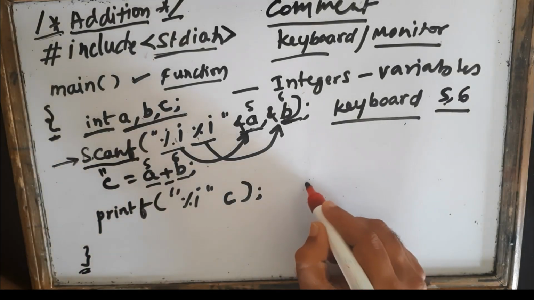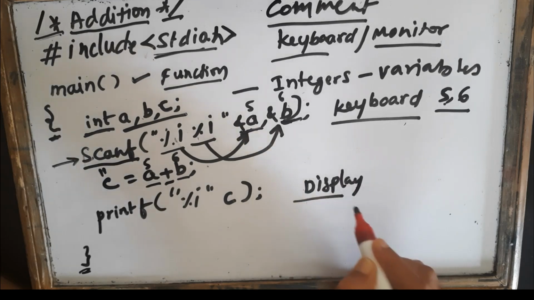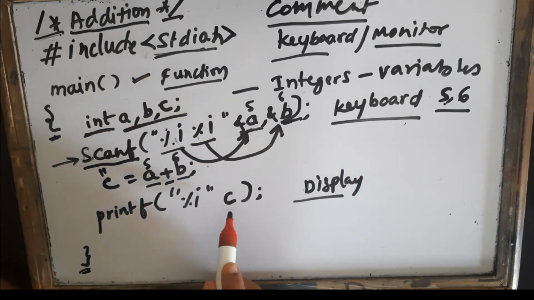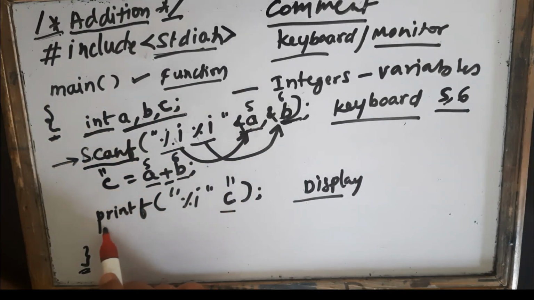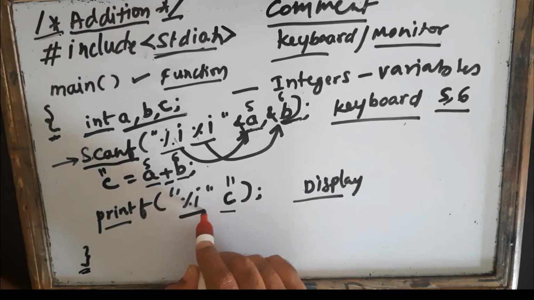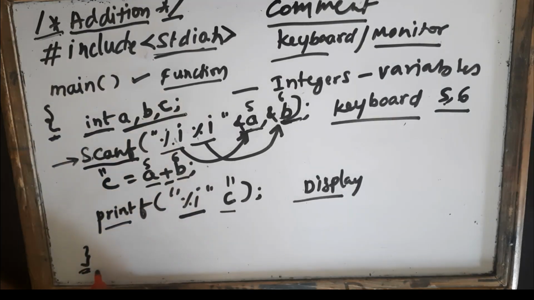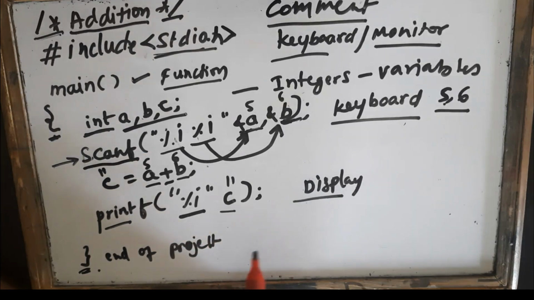Okay, then the printf. So this will output onto the display or monitor. The c, which means the 11, will be displayed on the monitor using printf as an integer variable. And the end of the braces means this is the end of the program.